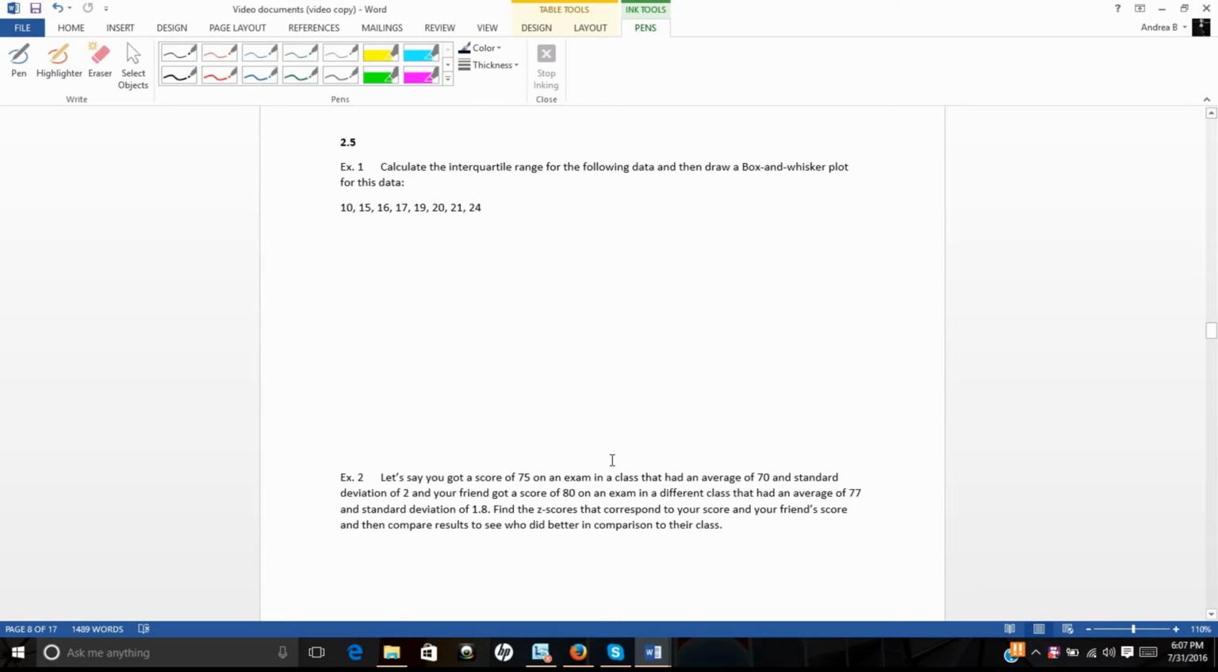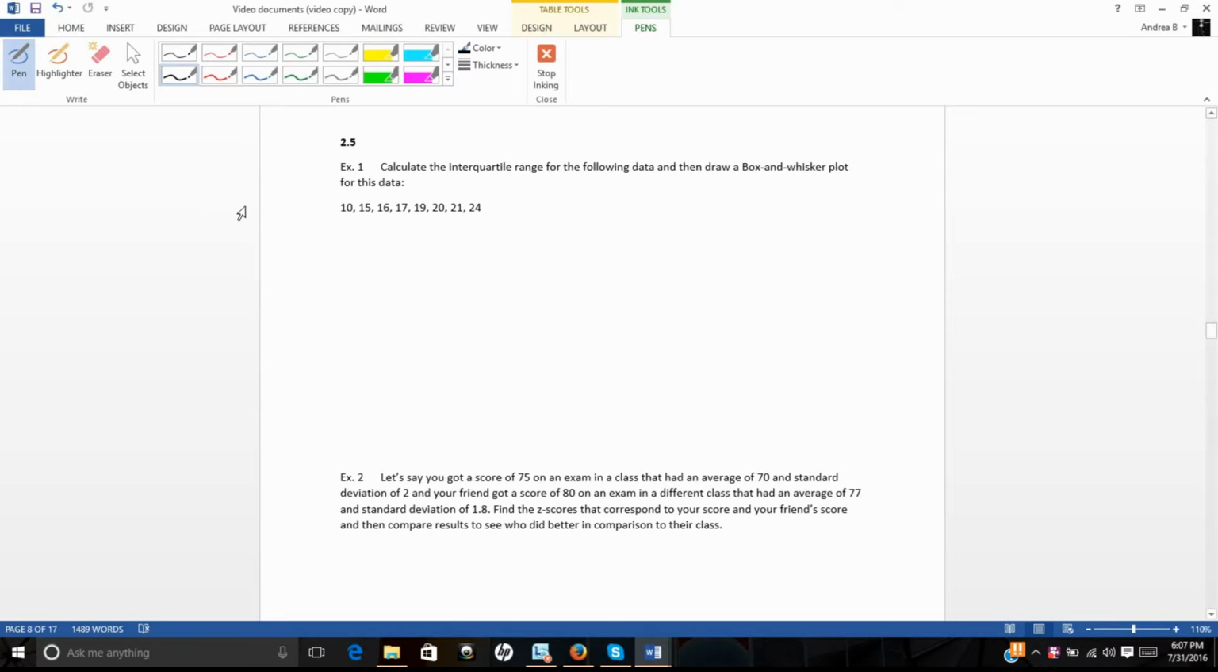Alright, section 2.5, I have two examples set aside to do for a video for you. The first one here is calculating the interquartile range for this data set, and then drawing the box and whisker plot. So remember, to find the interquartile range, you're going to have to find your quartiles first of all.